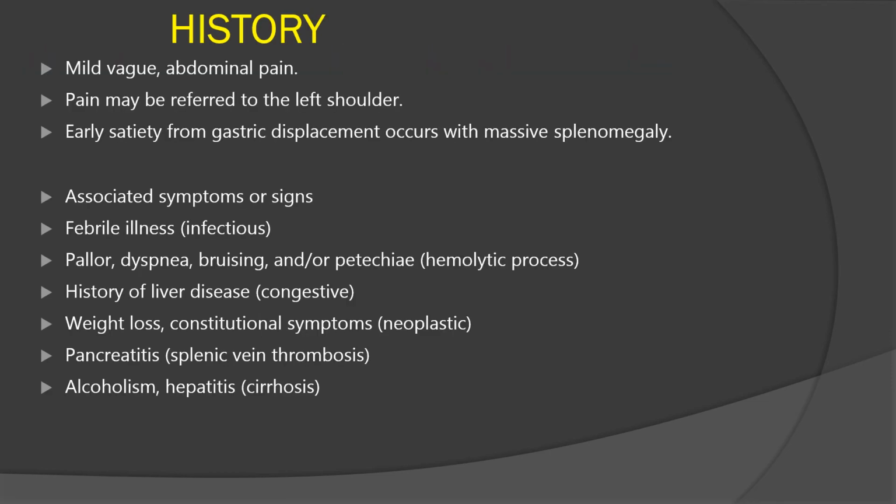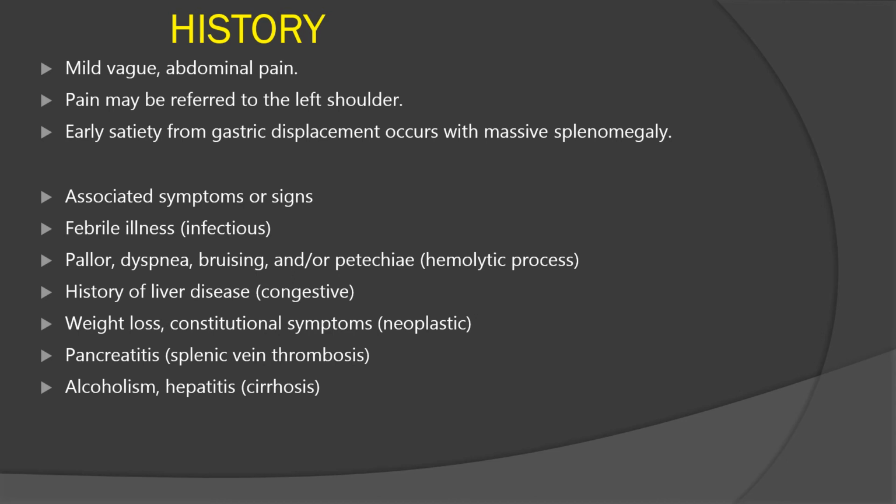Coming to history, there will be mild vague abdominal pain. Pain may be referred to the left shoulder. Early satiety from the gastric displacement occurs with massive splenomegaly. Associated symptoms or signs can be seen: febrile illness, that is infectious; pallor, dyspnea, bruising, petechiae; history of liver disease, weight loss, and constitutional symptoms.